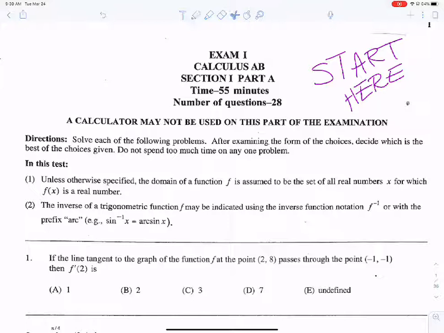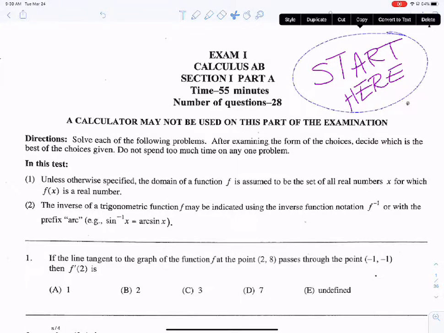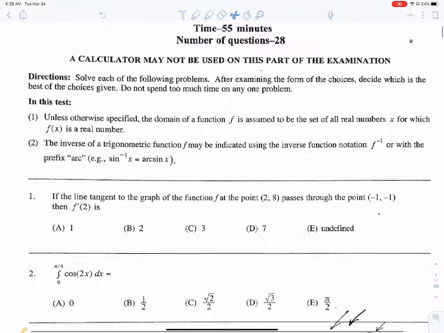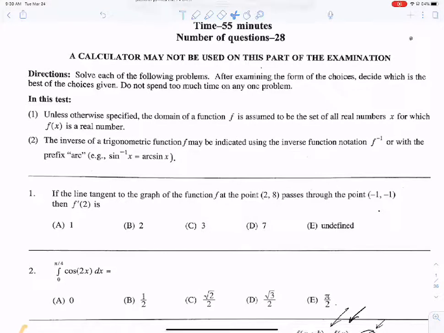Okay, so we're going to get started here. I do want to remind you that today we are focusing in, as you guys can see, on multiple choice. So this is really driven by you guys. It's really based on whatever questions you have.